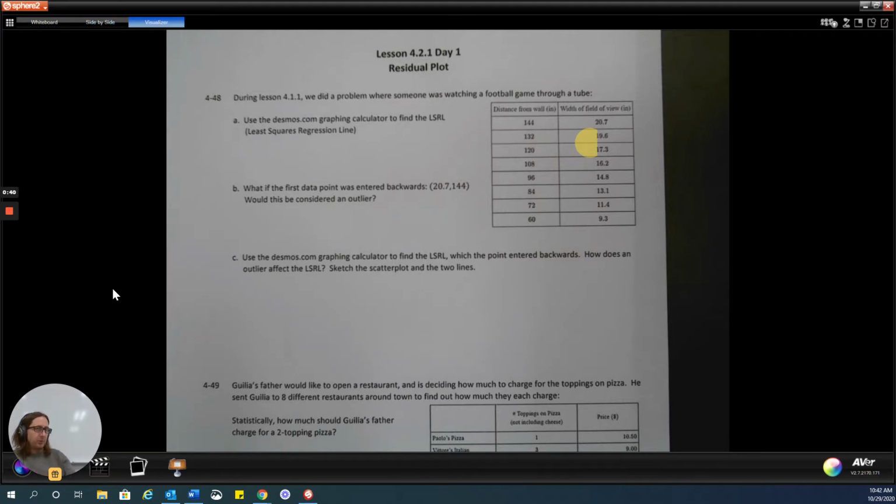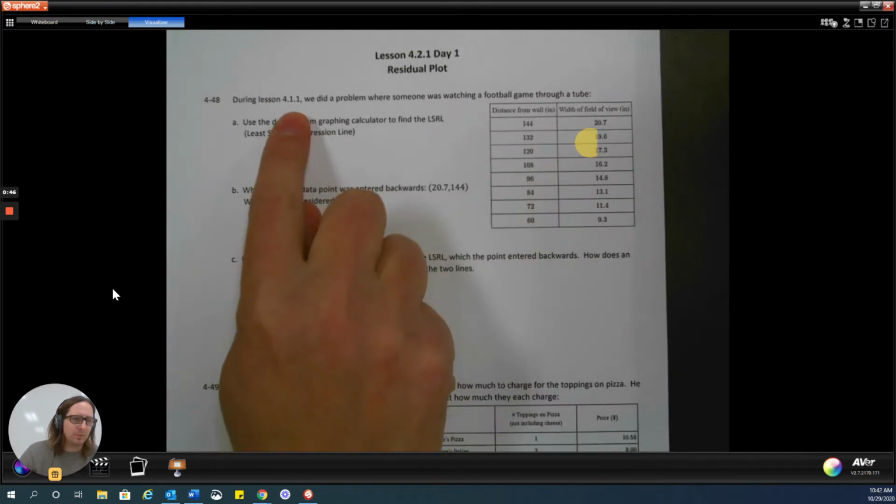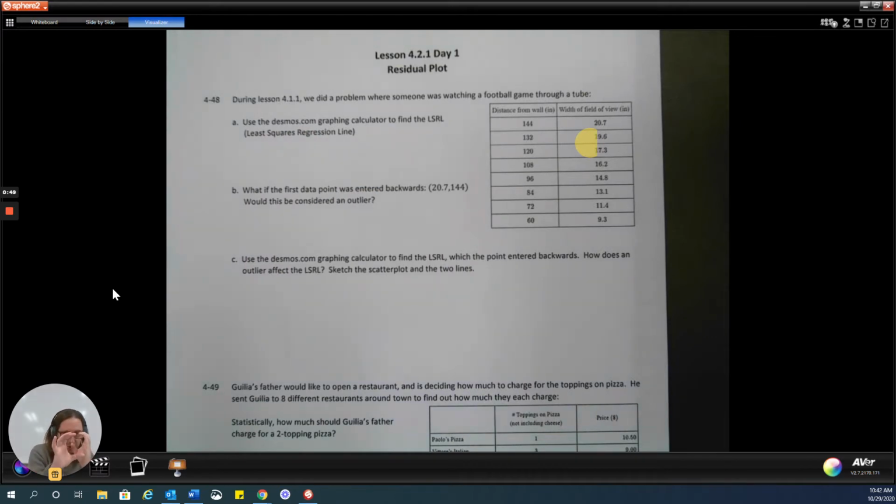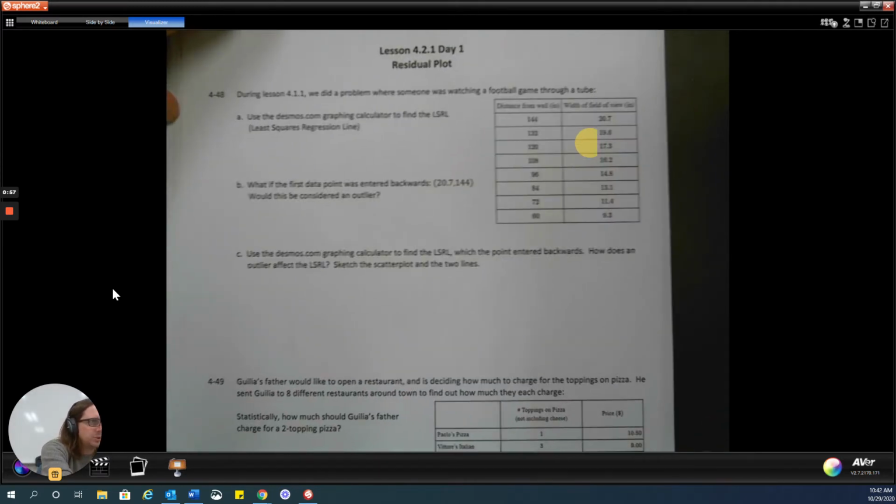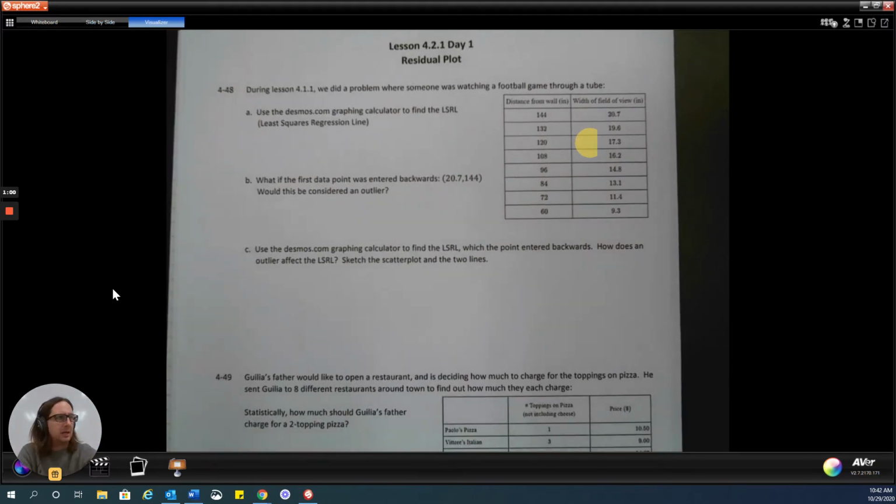So we start off with the problem, and this is pretty familiar to you. In lesson 4.1.1, remember that was the football one where the guy's looking through a little tube at the football game. We're going to look at that problem and see if we can come up with a least squares regression line, because we already did a line of best fit for it. But remember, the least squares regression line is the best line possible to represent the data, because it has the least amount of residuals on it.